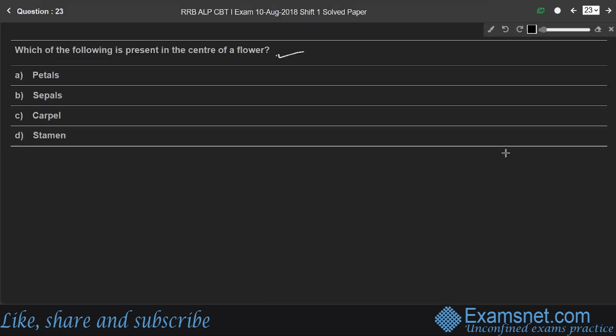Question 23. Which of the following is present in the center of a flower? So in which carpel is present? Carpel is present in the center of the flower. We all know that in a typical flower there will be 4 whorls. The first and outermost whorl is calyx. Second one is corolla. Third one is androecium, and the fourth part is gynoecium.